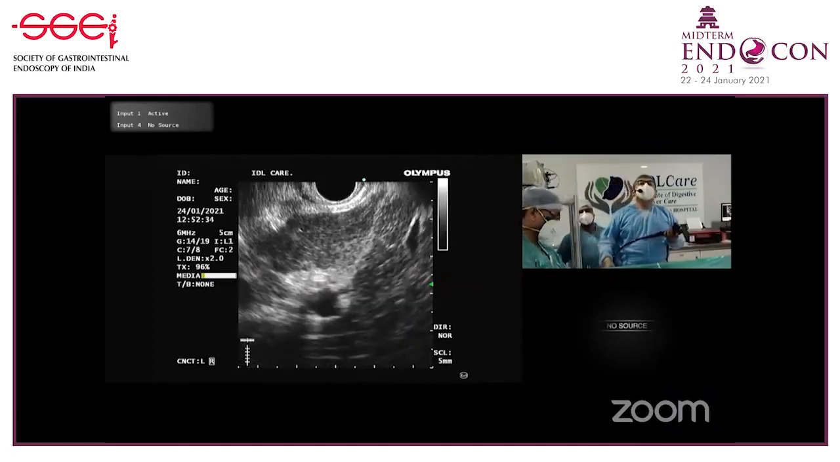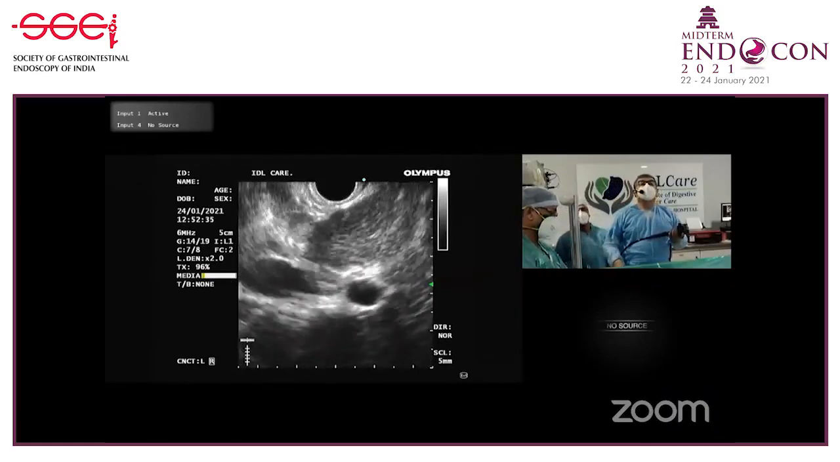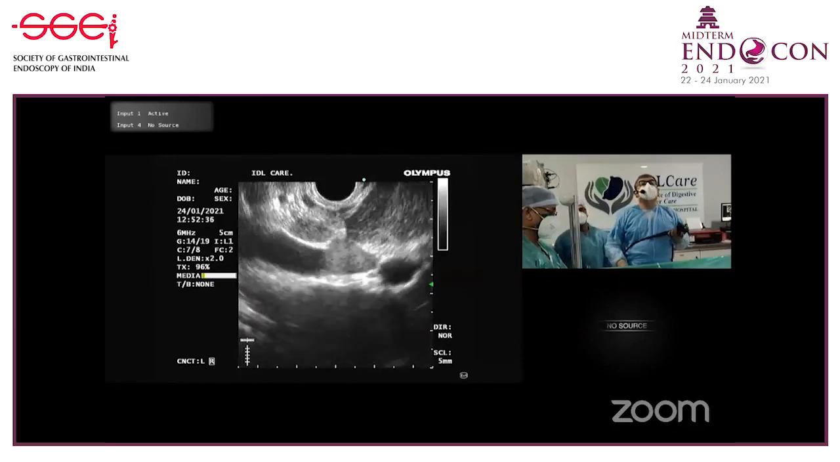Now we try to see the lymph node. See, this is the hilum. Doppler.